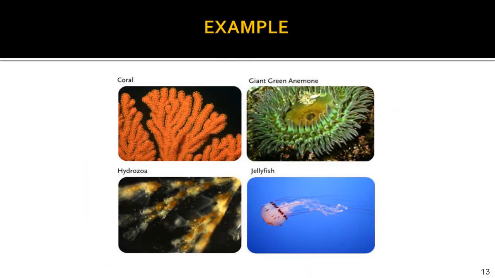So these are a few examples for phylum Cnidaria. For example, corals, giant green anemone, hydrozoa, jellyfish. So these are all examples for phylum Cnidaria. Is it clear? Let us go on to the next phylum.